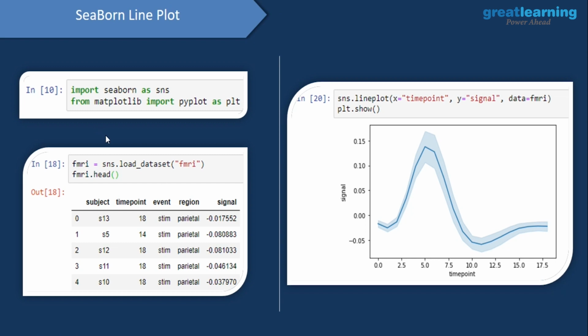And inside Seaborn, we have this method called load_dataset, and we have some built-in datasets inside the Seaborn library. One such built-in dataset is the fMRI dataset. I'm storing this in a new object called fmri, and then I'll have a glance at the first 5 rows of this dataset. So we have these columns: subject, timepoint, event, region, and signal.